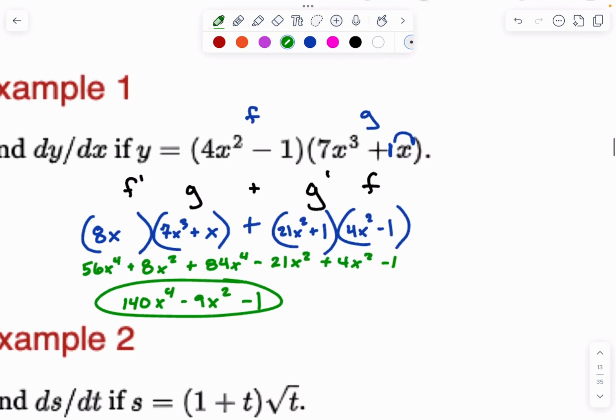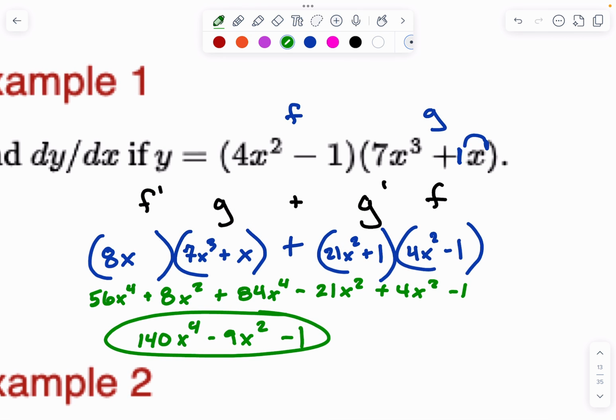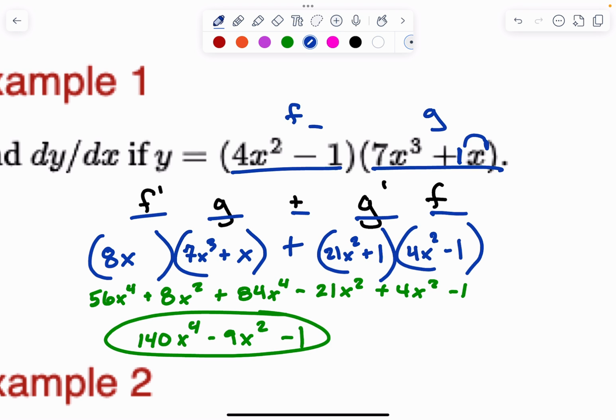I gave you some background information, and this was the product rule one, right? So just as a review, we had F here and G here. And the rule for product rule is F prime G plus G prime F, right? So we said the derivative of 4x squared minus 1 was 8x, right?